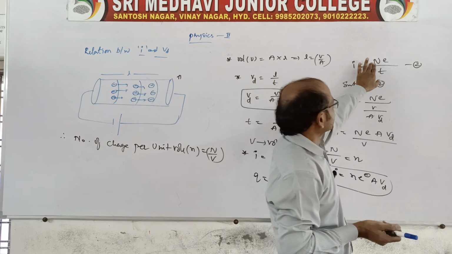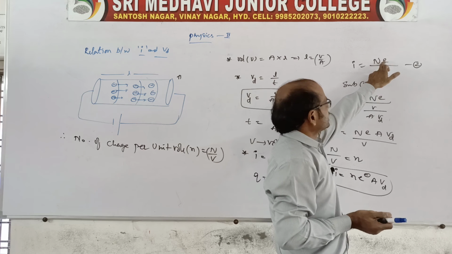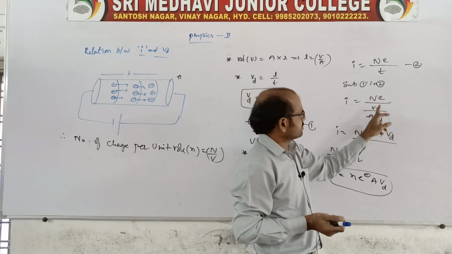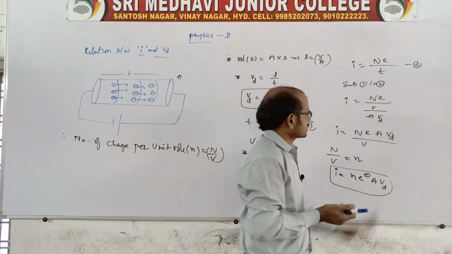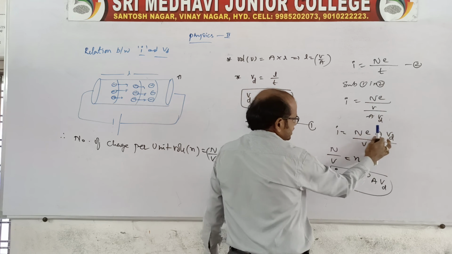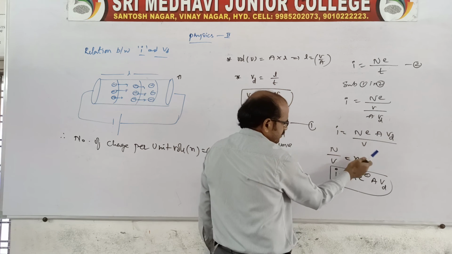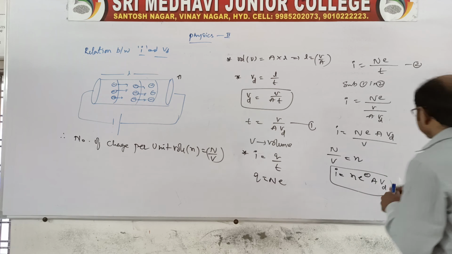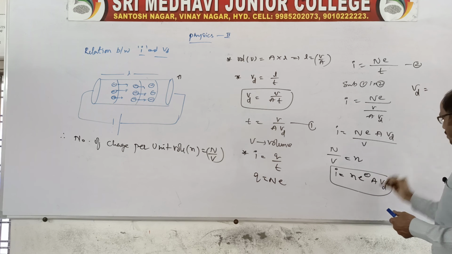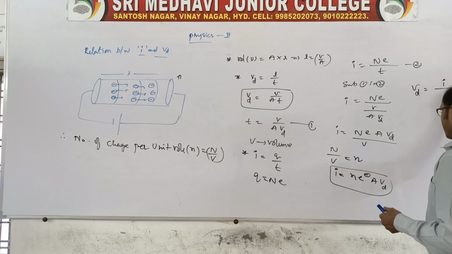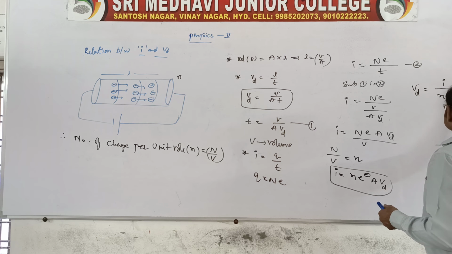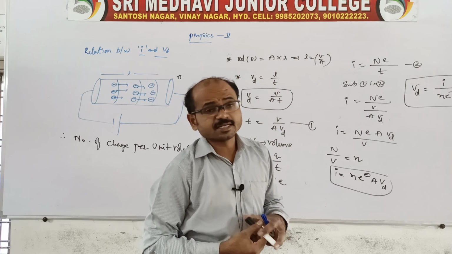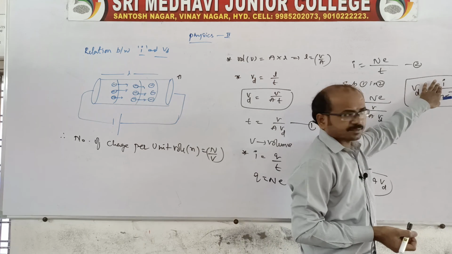Therefore I is equal to capital N e by T. Now replace T, which we know: Ne by V by A into Vd. Crossing this, we get capital N e A Vd by V. Capital N by V is nothing but small n, therefore I is equal to n e A into Vd. Therefore drift speed is equal to I by n e A. This is the relation between drift speed and current.